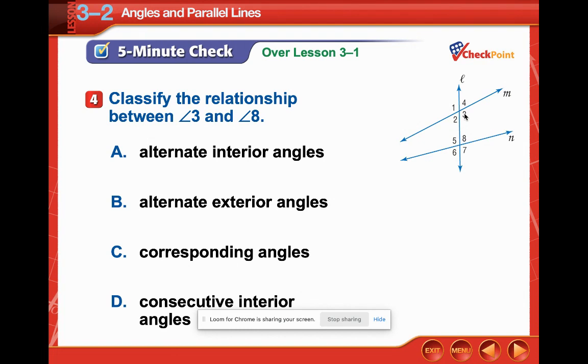All right, so like I said, 3 and 8 are not alternate interior angles. L is the transversal, M and N are the 2 lines. Alternate interior would be like 2 and 8 or 3 and 5, okay? They're on the same side of the transversal, so they're not alternate interior, but they are interior angles.